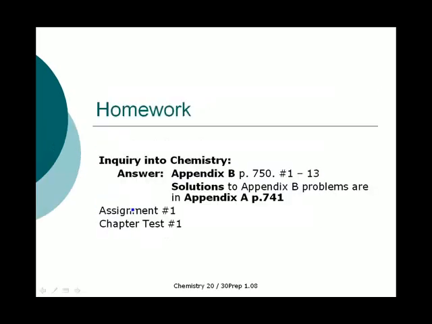So that's the end of Chapter 1. There are some more practice problems that cover Chapter 1, questions 1 to 13 in Appendix B, near the back of your book on page 750. The solutions are on page 741. And once you're done those and check the answers, it'd be a good idea to try Assignment 1. Get your mark for this before you try the chapter test. So Assignment 1, get it marked. If you have questions, contact me, and then try the chapter test.